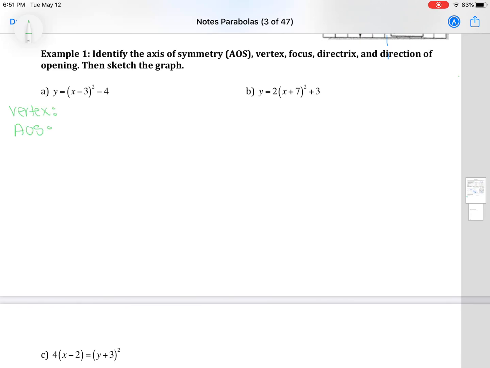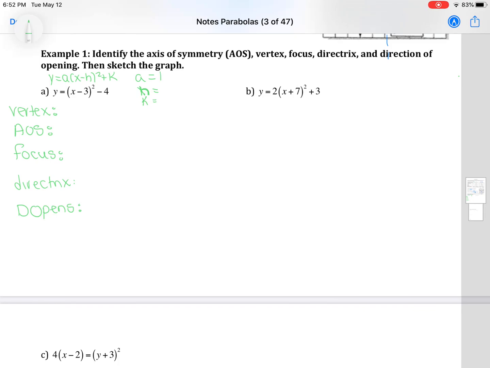So we have vertex, axis of symmetry, focus, and we have the directrix. Oops, one more, direction of opening. I'm going to put D opens. Okay. So we see a y equals, so just like we had done for circles, it might be helpful to write the actual standard format right above it, just so you can see who goes with who. You also might even want to maybe just identify A, H, and K.